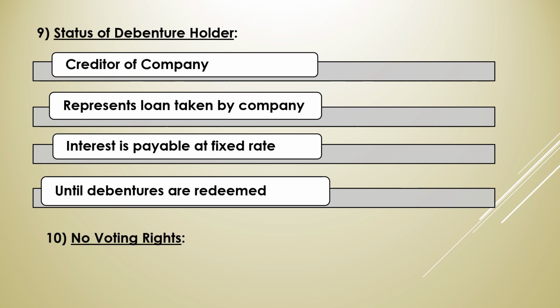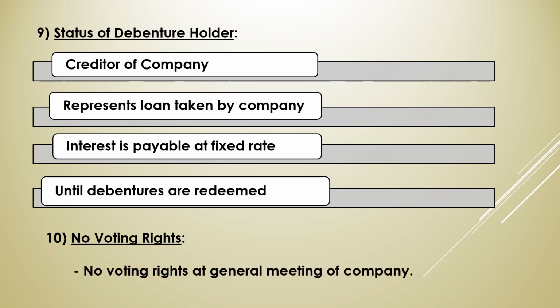The tenth feature is no voting rights. Debenture holders, being the creditors of the company, do not enjoy normal and regular voting rights like the equity shareholders. They cannot attend the general meeting of the company like the shareholders, and thereby they do not exercise or enjoy normal voting rights like the equity shareholders.